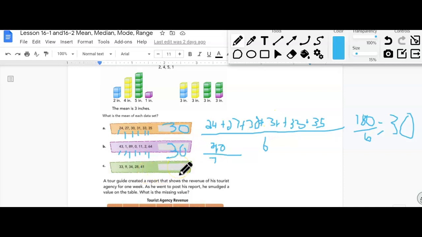Letter C. We should be taking 33 plus 9 plus 34 plus 28 plus 41 to get an answer of 145 divided by 1, 2, 3, 4, 5 to get our answer of 29.